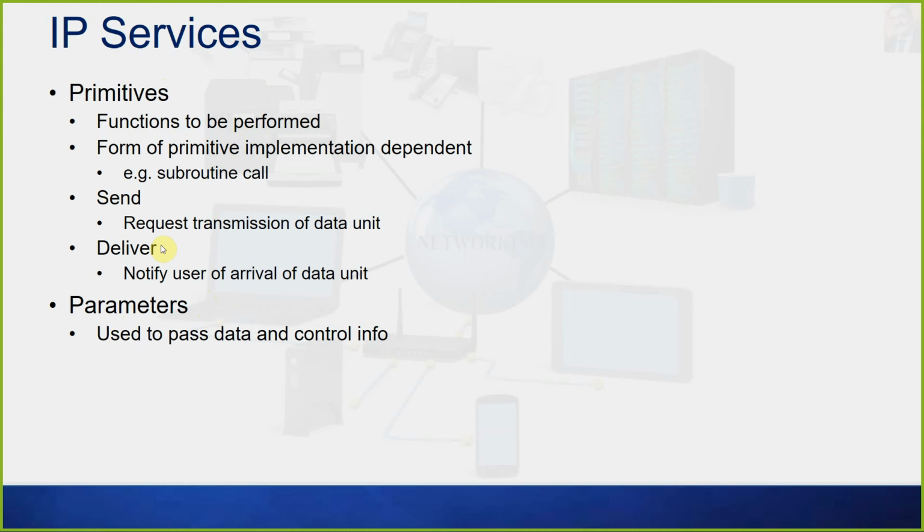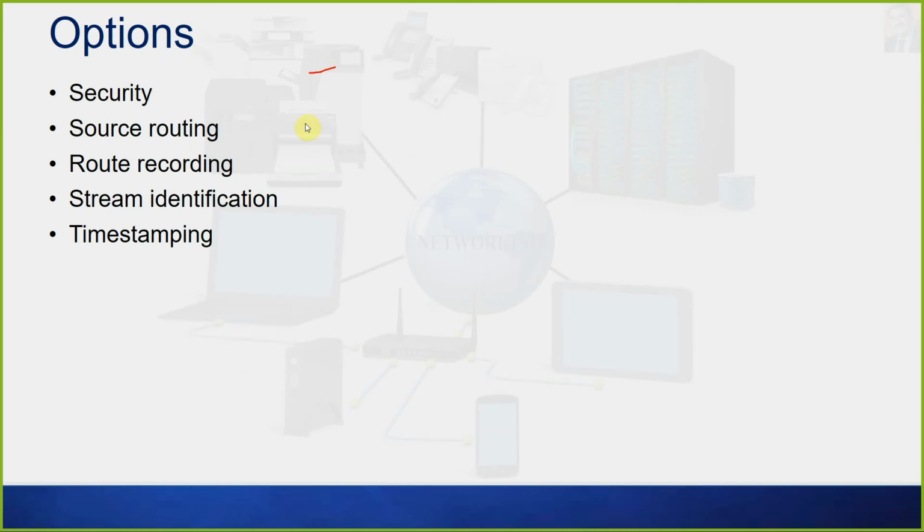IP services, that is Internet Protocol services. Primitives, functions to be performed. The form of primitive is implementation dependent, for example, subroutine call. Send requests transmission of a data unit, deliver notifies the user of arrival of a data unit, and parameters are used to pass data and control information in IP services. Options are security, source routing, route recording, stream identification, and timestamping.